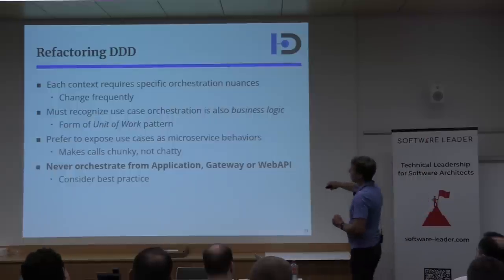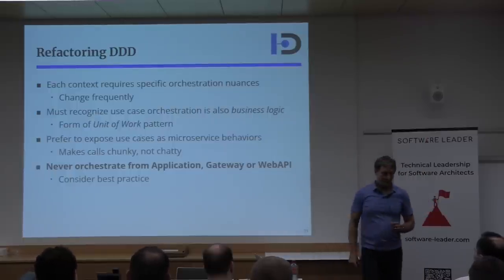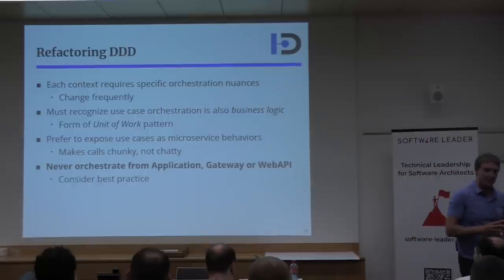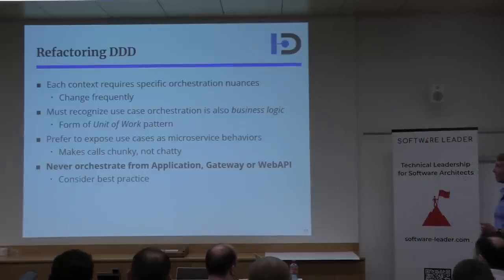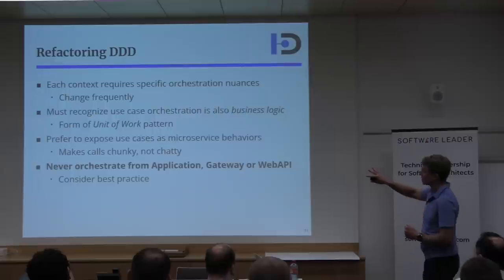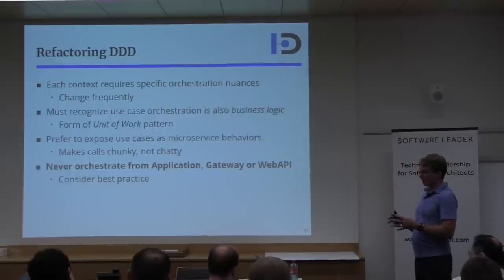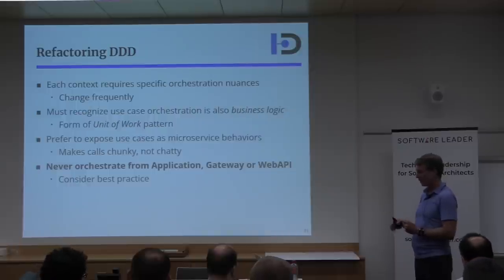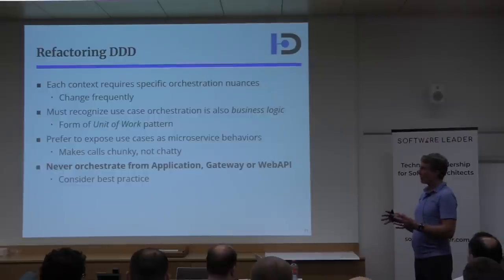Now, each context, we go back to the whole entire organization, and they're all doing the same thing. Each context requires all these nuances. What we're going to establish as a technical term is that a use case is a signal in, a user-initiated interaction with the backend. And the orchestration that results from that is also business logic. In fact, it's the most volatile business logic in the whole system because it changes all the time, the sequence of what the user needs to do and why.